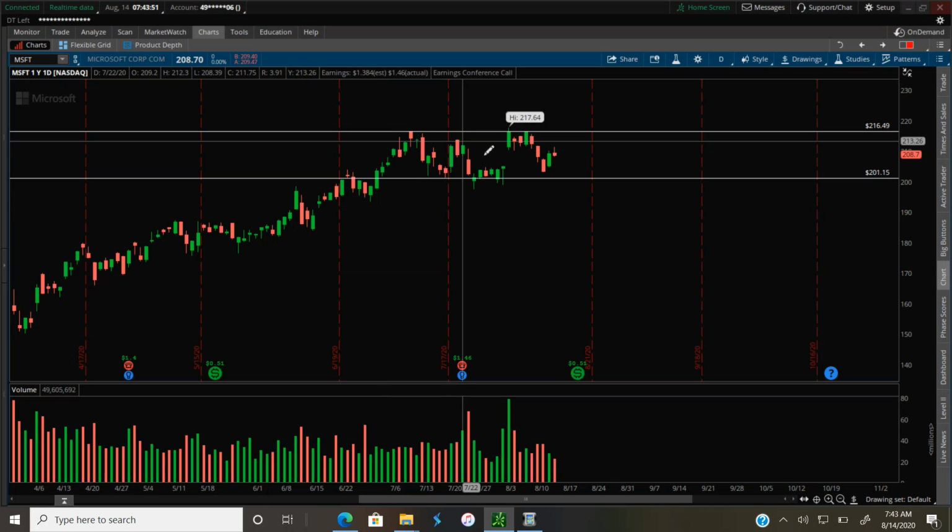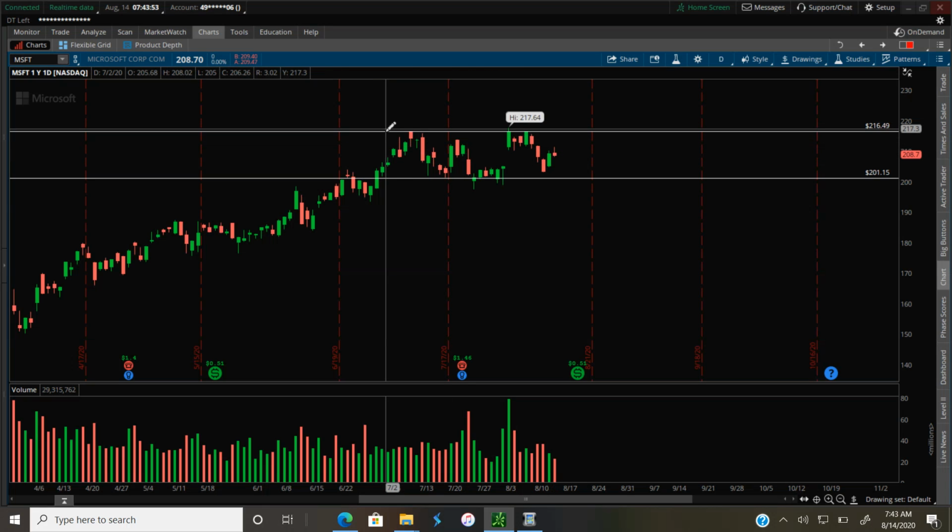So this is what we have. This is our resistance. This is our support. Now I usually like to have a mid-range for the middle, just to have an idea of where price should hold if it does come down, or where price should reject if it does go up.